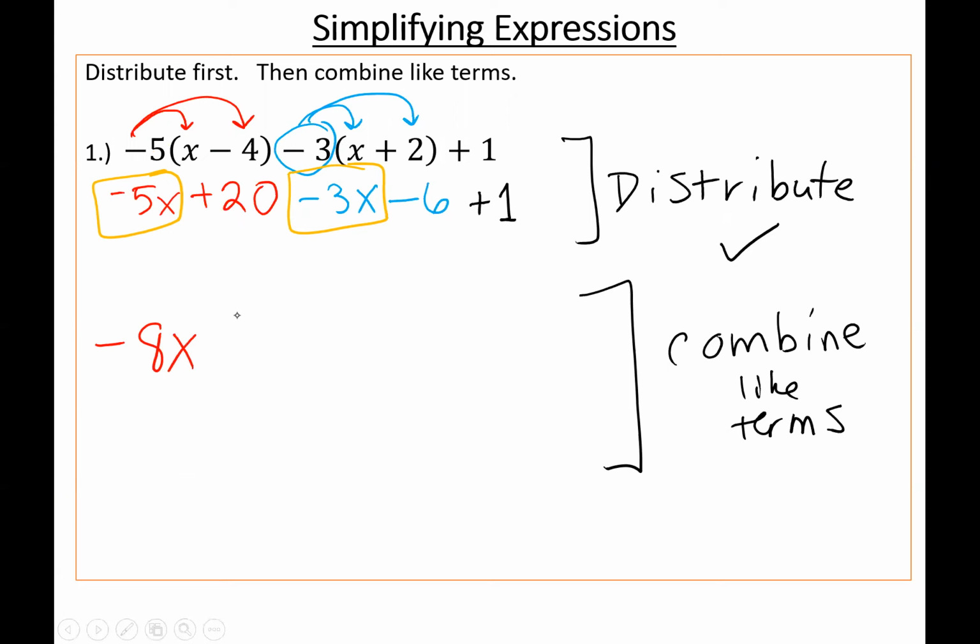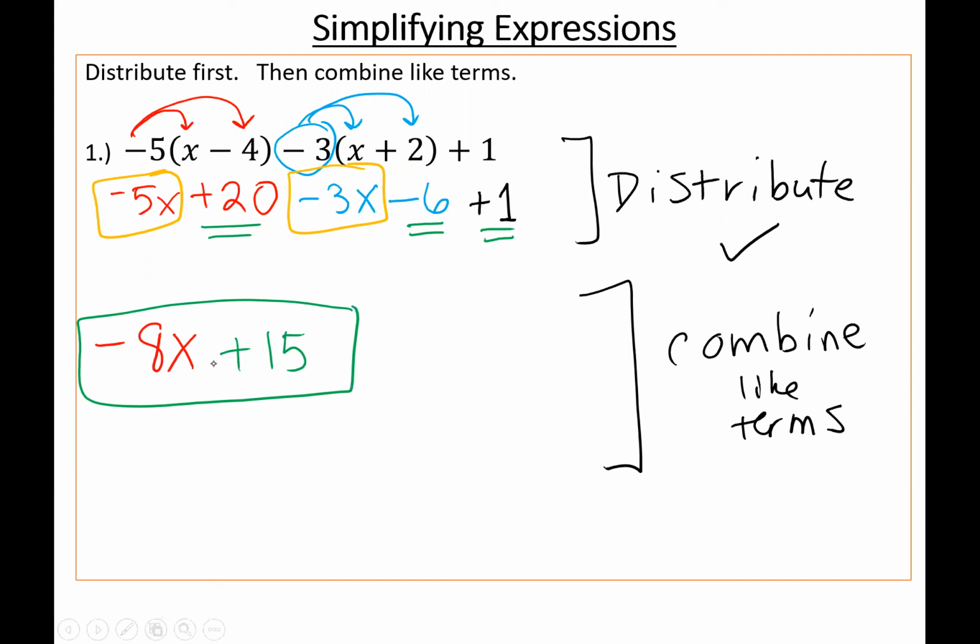Okay. Now, all the other terms are constant terms, meaning none of them have variables. So I can kind of combine them all at once. 20 minus 6 plus 1. Okay, so 20 minus 6, that would be 14. 14 plus 1 would be 15. So I'm going to write plus 15. So my final answer is -8x plus 15.